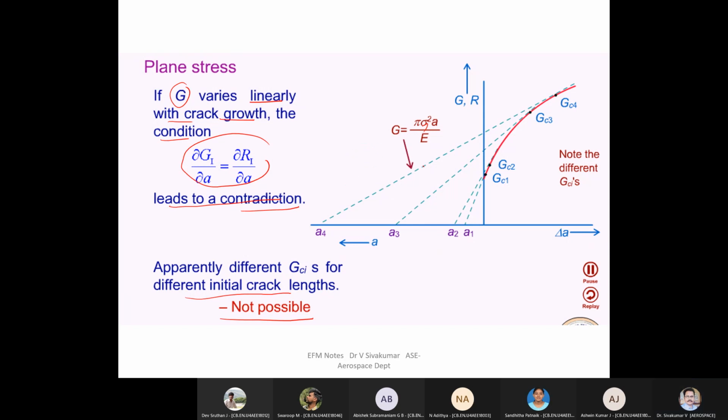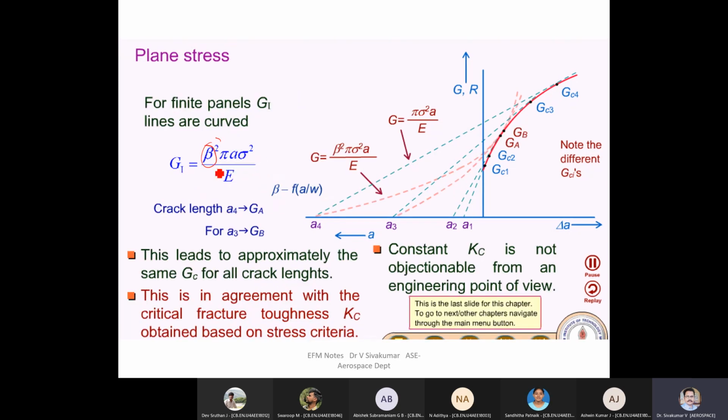Here I will have one line, here one, here one. But every line should focus on one particular point. What to do? If you add a factor called beta, then every line, more or less, focuses at the same point. What is this beta? It is a function of crack length versus width. Suppose this is my W and this is my A. It is a function of A by W.